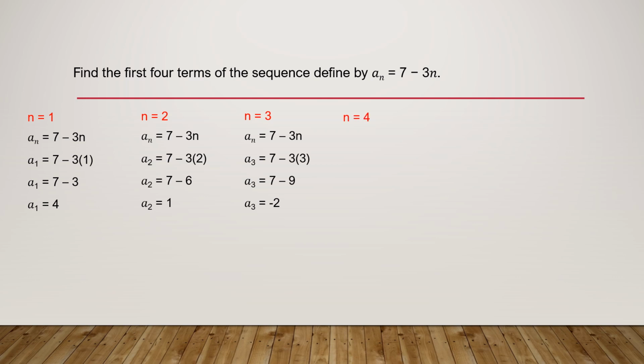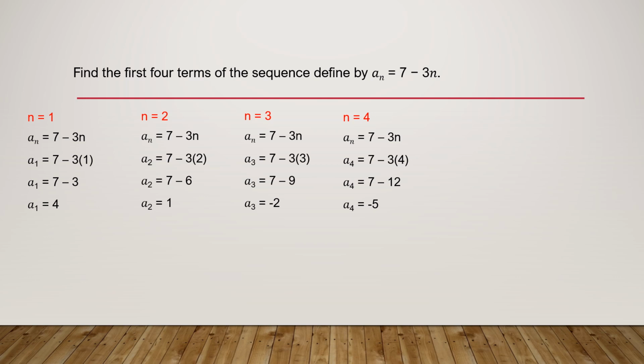For n is equal to 4, you are going to substitute n here by 4. So 3n becomes 3 times 4. So what is 3 times 4? You will have 12. So 7 minus 12 is actually negative 5.